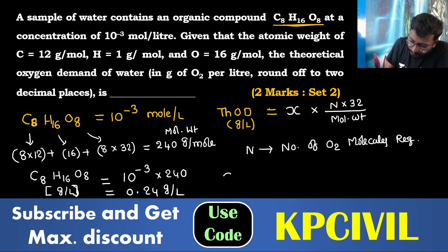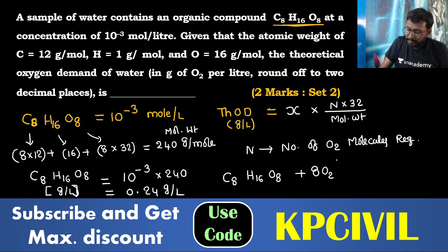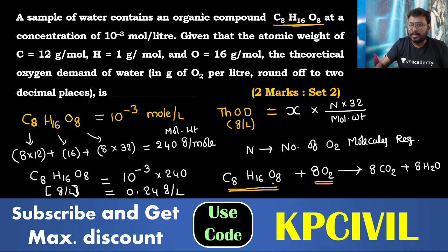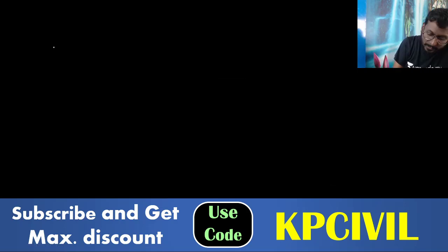So we'll take C8H16O8 combined with 8 molecules of oxygen releases 8 CO2 and 8 H2O. Okay, so 8 molecules of oxygen are needed for 1 molecule of this one. Then we'll substitute in the THOD formula.